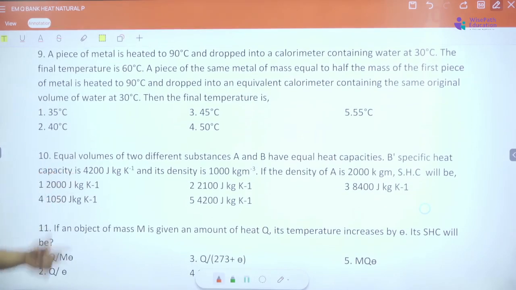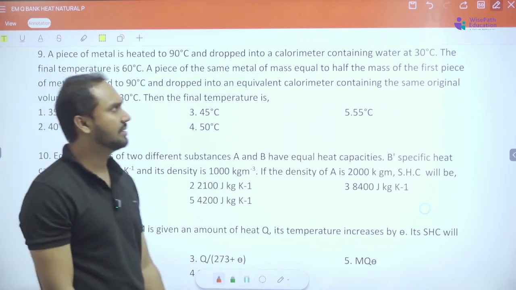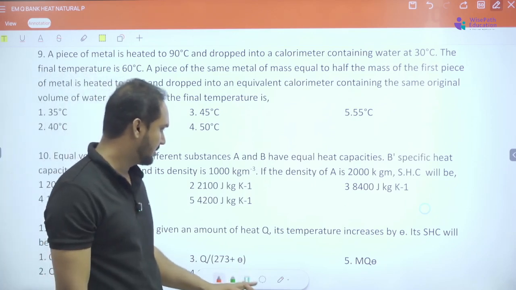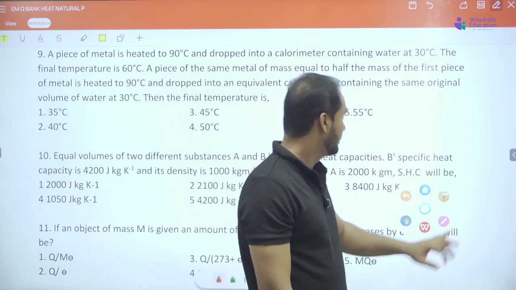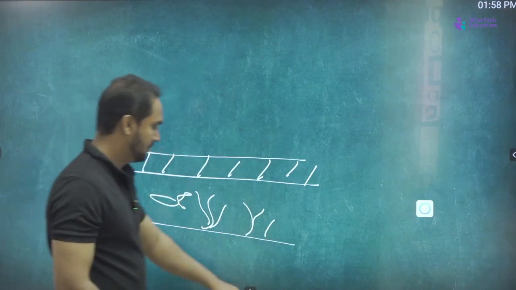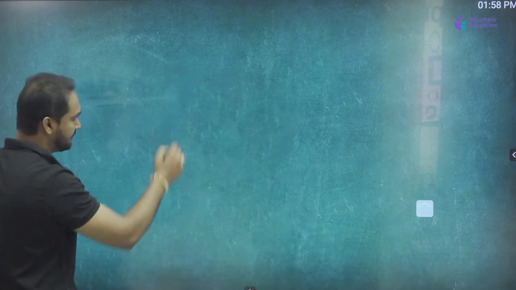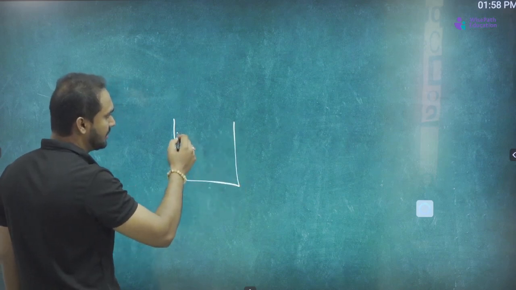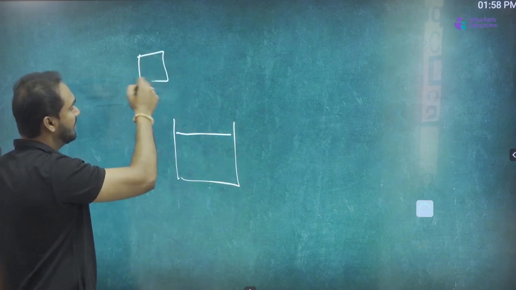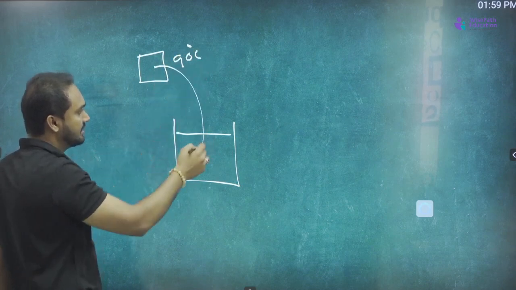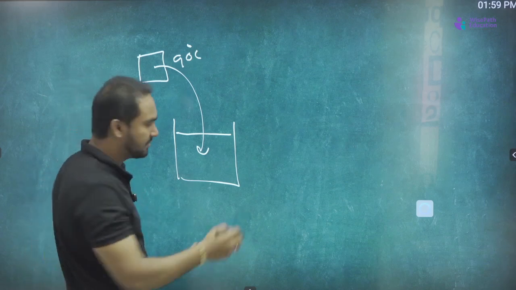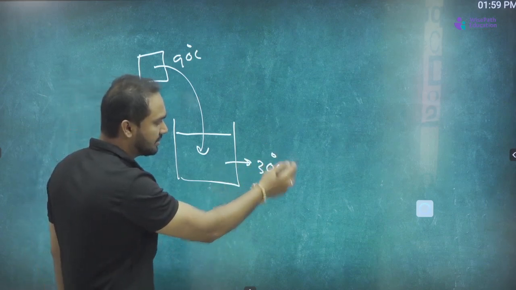Yeah, question number 9. A piece of metal is heated to 90 degrees Celsius and dropped into a calorimeter containing water at 30 degrees Celsius. We'll just draw a structure of this. So, a piece of metal is dropped onto a calorimeter, right? A calorimeter is there and a metal is there, and it's heated up to 90 degrees Celsius and dropped onto the water, and the water is 30 degrees Celsius, right?